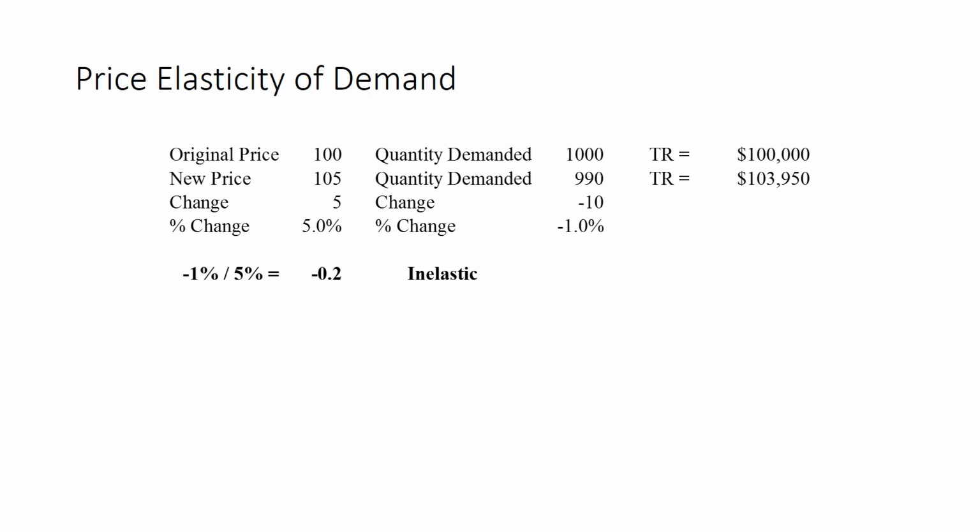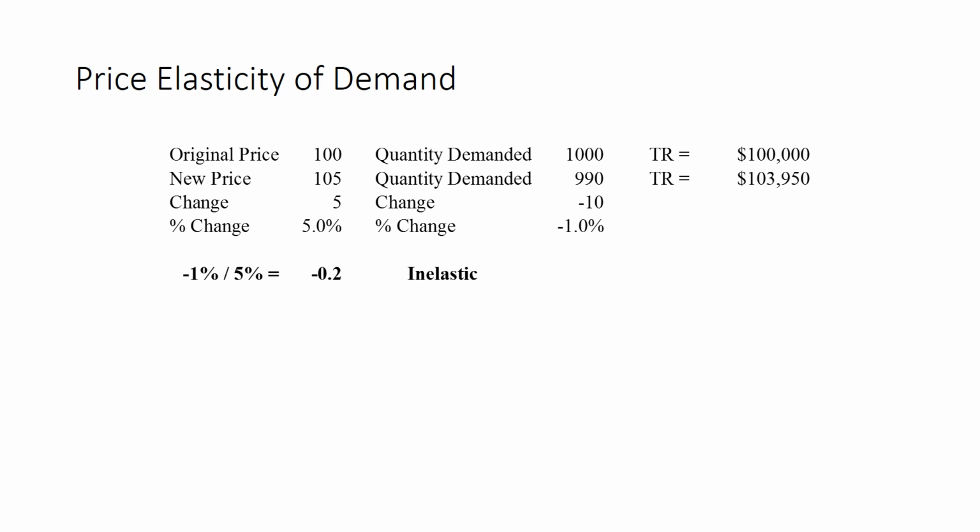On the second row, the new price is $105, and the quantity demanded goes down to 990 units. The new total revenue is 105 times 990. This equals 103,950. So in this example, the price went up and so did total revenue. They moved in the same direction, so demand is inelastic.